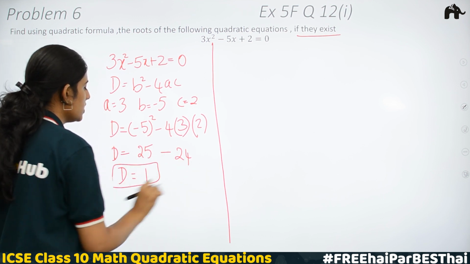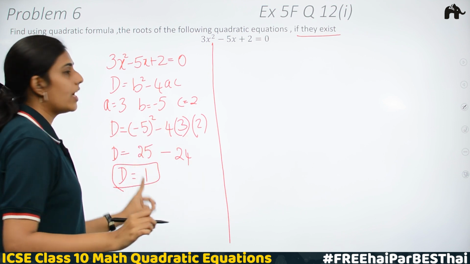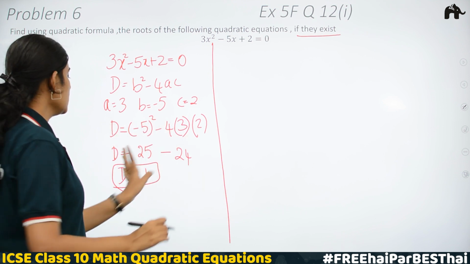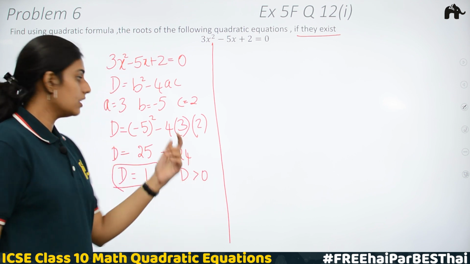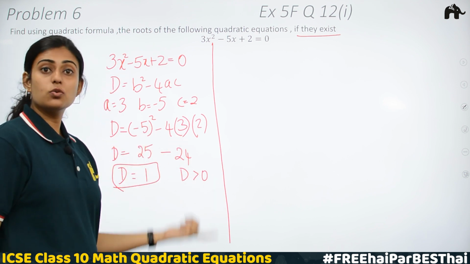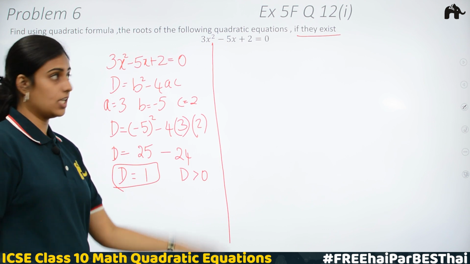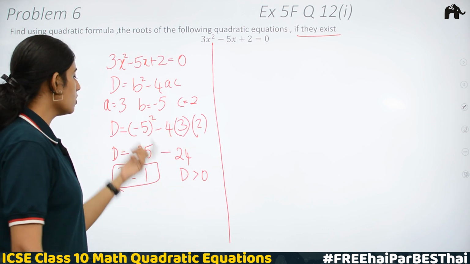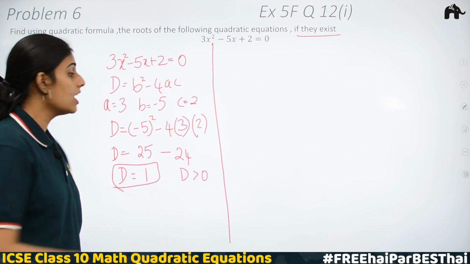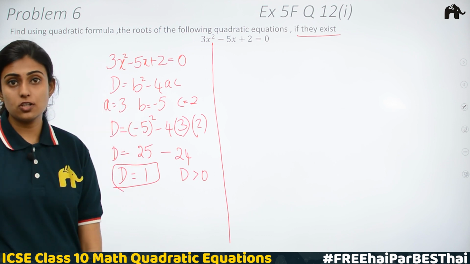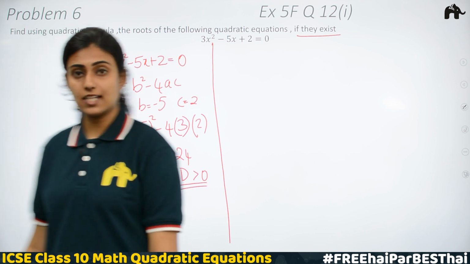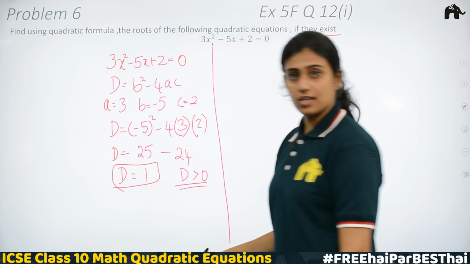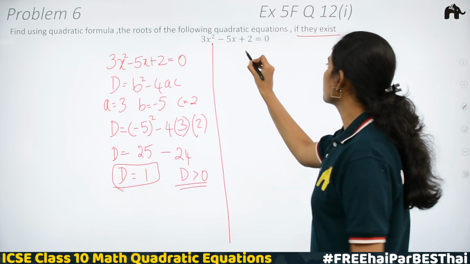We got the value of the discriminant. This value is a positive number, which is greater than 0. Then we get roots for the quadratic equation. Roots exist only when the discriminant is either equal to 0 or greater than 0. Here we got the discriminant greater than 0. Now we can solve this quadratic equation to find the roots.